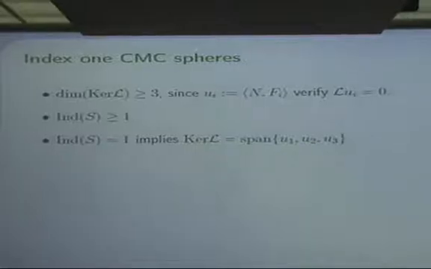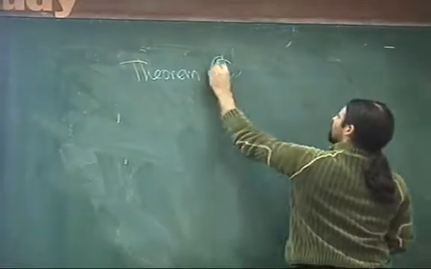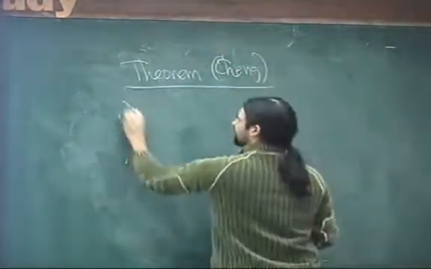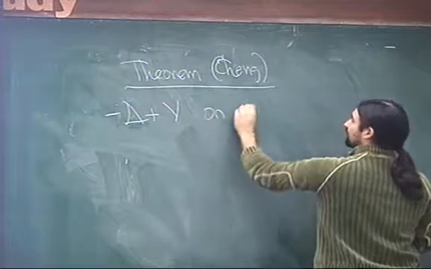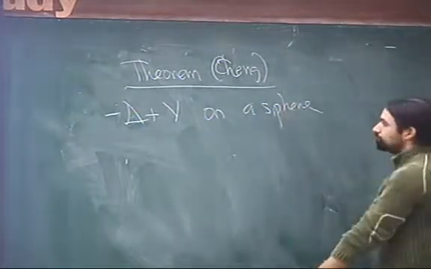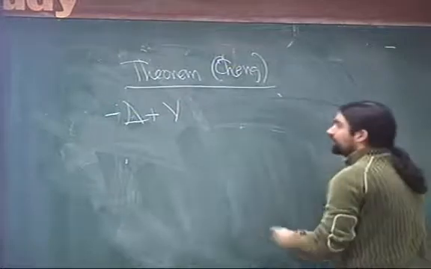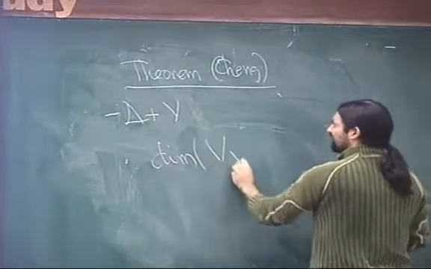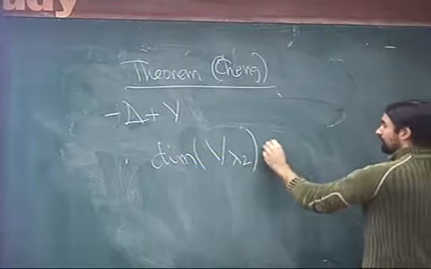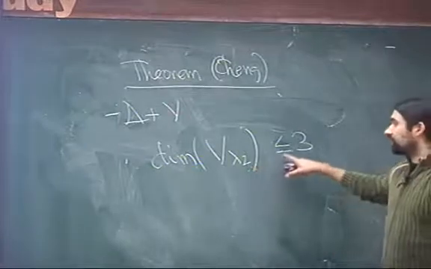Why is this? This is by a theorem of Cheng, which says that if you have an operator like minus Laplacian plus V on a sphere, well, I think this is not necessarily a sphere, then the dimension of the subspace associated to the second eigenvalue is always less than or equal to 3.